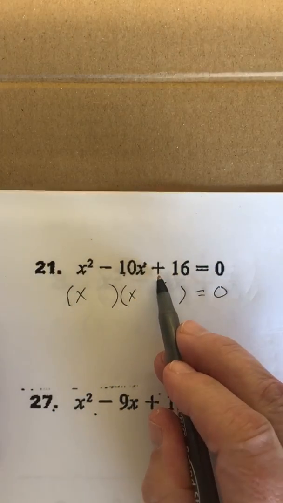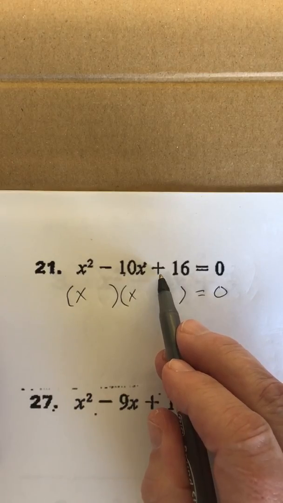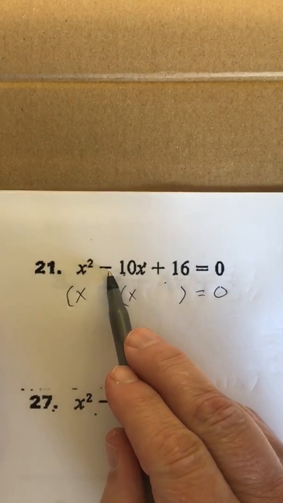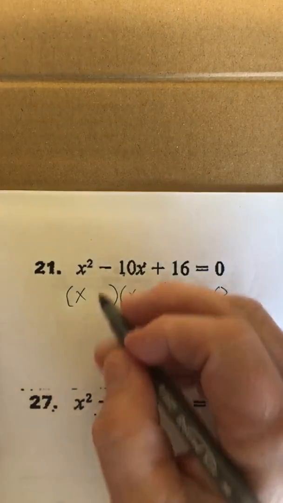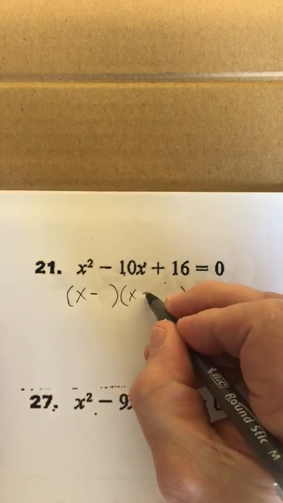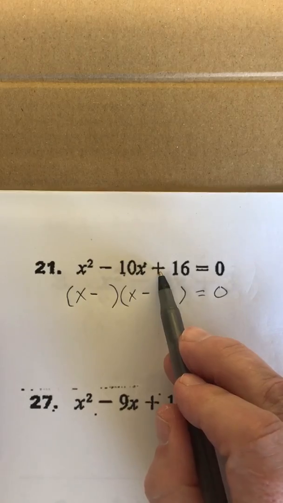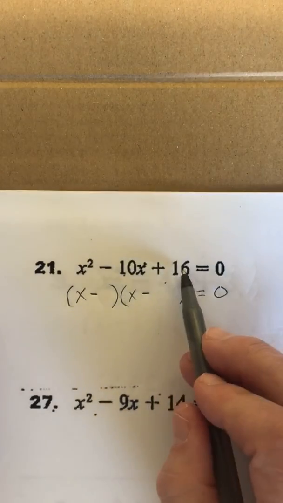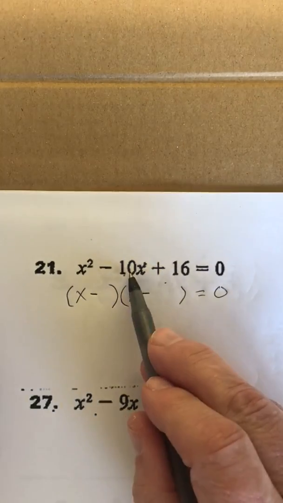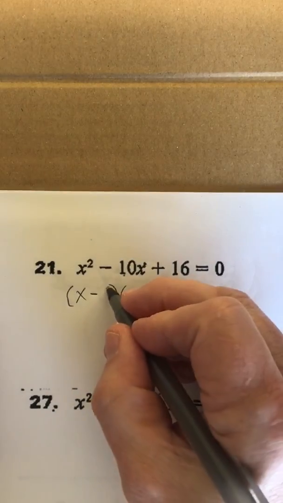The last sign's a plus sign. So again, our signs are going to be the same, and this time they're going to both be minus because we got a minus sign in the middle. Now we want our factors of 16, that when we add them up, we get a 10. And the factors of 16, that when you add them, you get a 10, are 8 and 2.